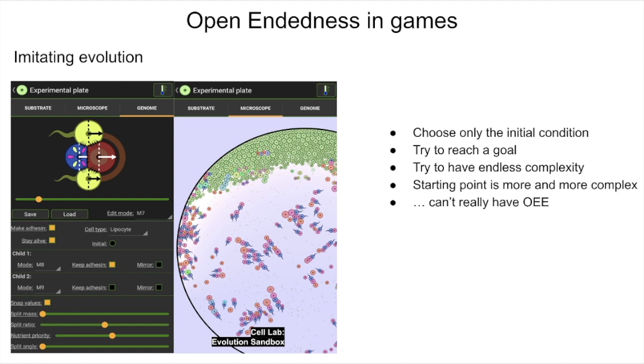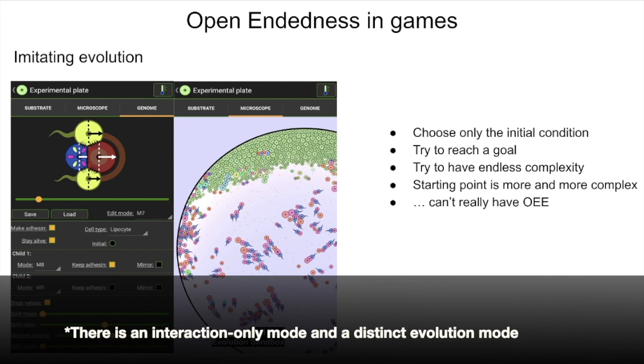In the next part of my talk, I will discuss open-endedness as defined by ALife in games. There are quite a few games where you try to imitate evolution. I like this one called Cell Lab, where you have a petri dish and you get to choose the genes of the first cell that you put in. And from this one cell, you have to reach different complex goals, like different configurations or different behaviors, but you can only choose the initial condition. After that, it just evolves on its own.